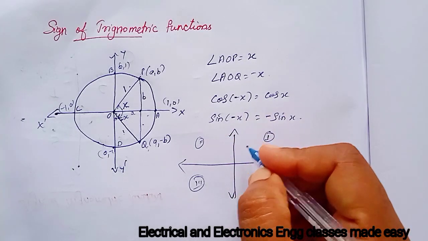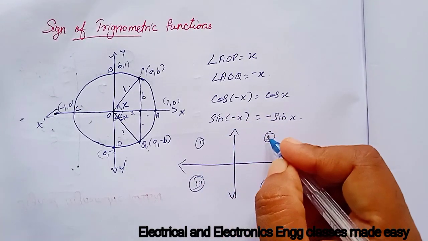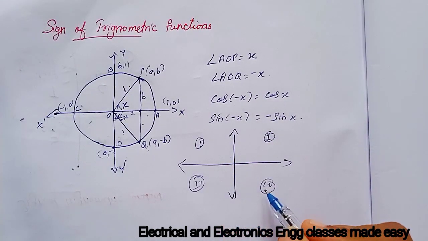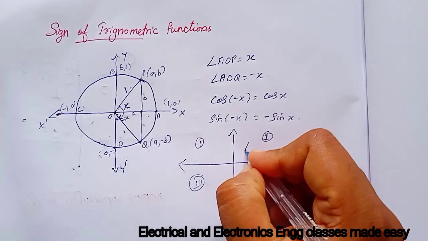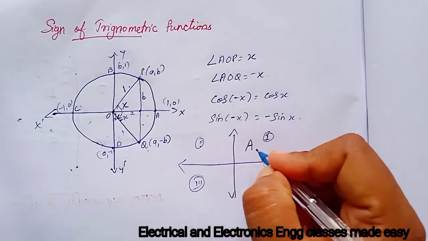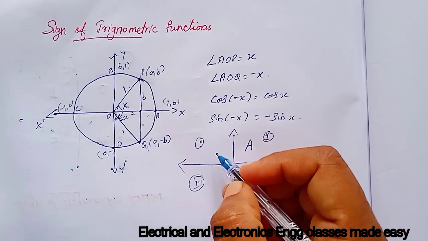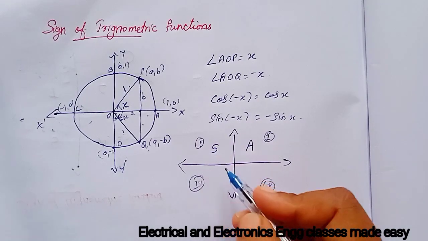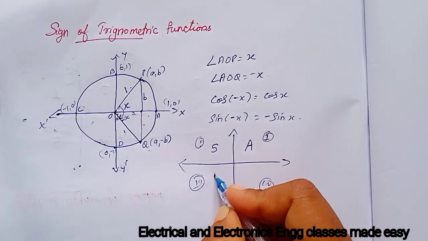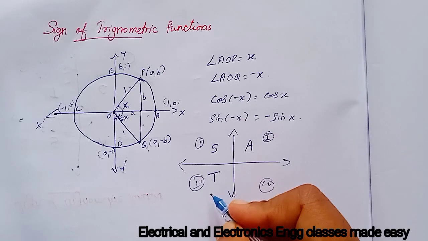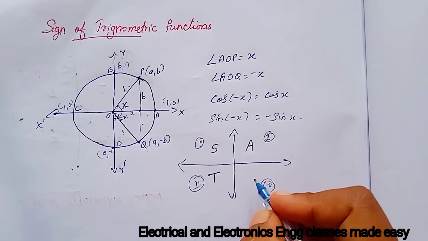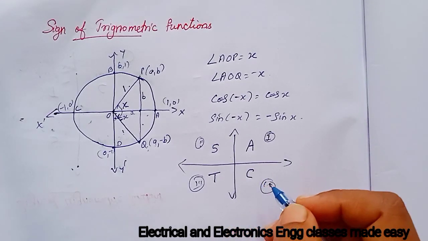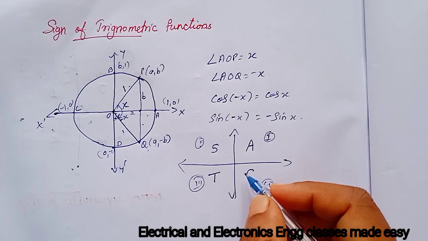And the signs of all the trigonometric functions are as follows. So this is the first quadrant, then the second quadrant, third quadrant, fourth quadrant. In the first quadrant all the functions are positive. In the second quadrant sine functions are positive, all others are negative. In the third quadrant tan functions are positive, all others are negative. Then in the fourth quadrant cosine functions are positive and all others are negative.